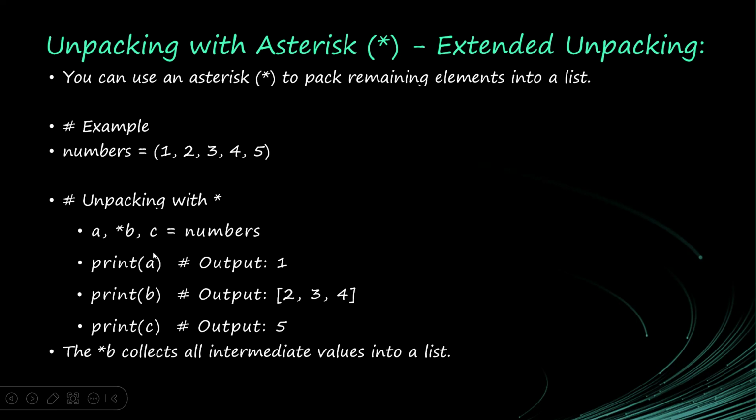All right, so make sure you understand this. B collects all intermediate values into a list. You can use asterisk only once while unpacking. You can only use it once. You cannot use it 2 times.